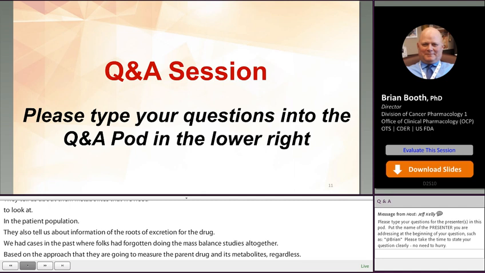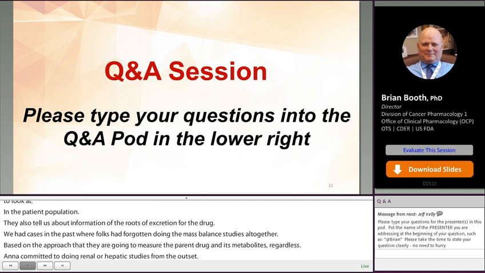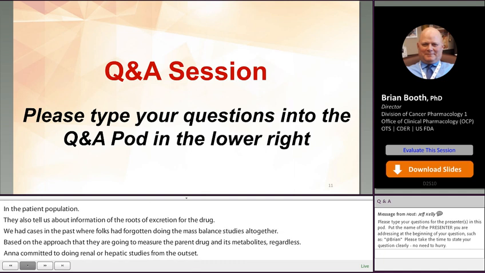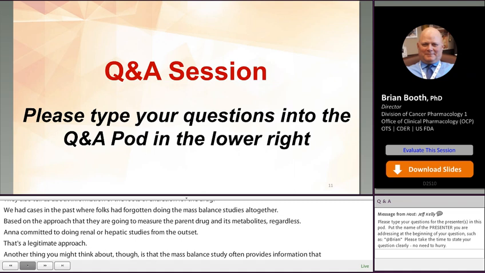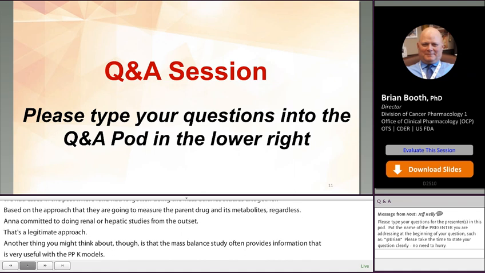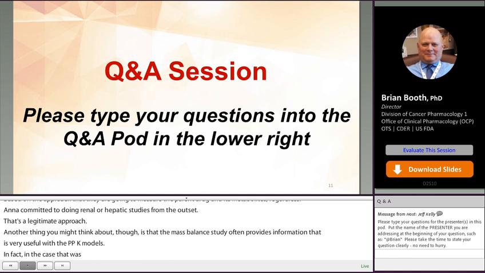Another thing you might think about, though, is that the mass balance study often provides information that's very useful in helping to build your PBPK models. In fact, in the case of Oxbryta, the drug that was approved for sickle cell disease, based on the mass balance study they were able to refine their PBPK model. Using that information in conjunction with the in vitro data, we were able to use PBPK modeling in that particular case to forgo in vivo drug-drug interaction studies.